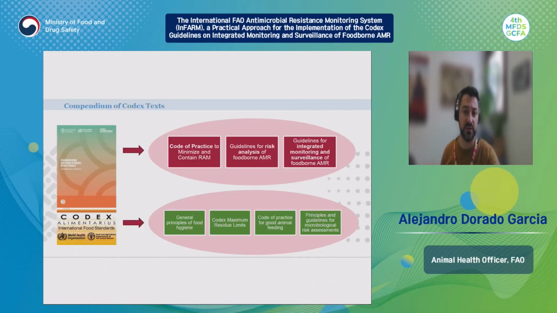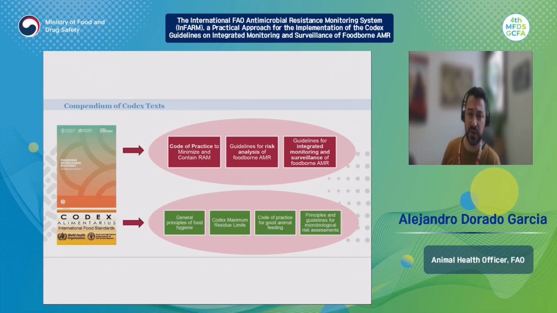Pathogens in food and the food production environment have become increasingly resistant to antimicrobials, resulting in infections that can be difficult or impossible to treat. To address this concern, Codex texts provide a risk-based management option to help countries develop and implement effective strategies and policies to minimize and contain AMR-related risks along the food chain.